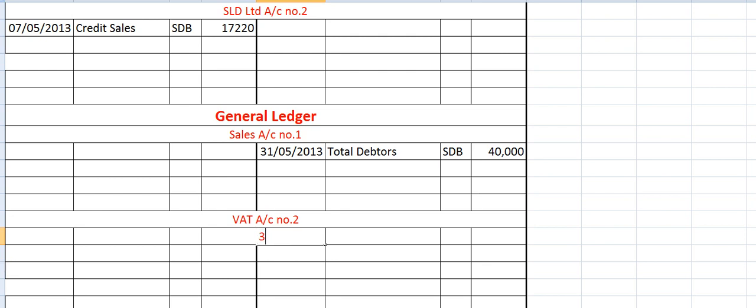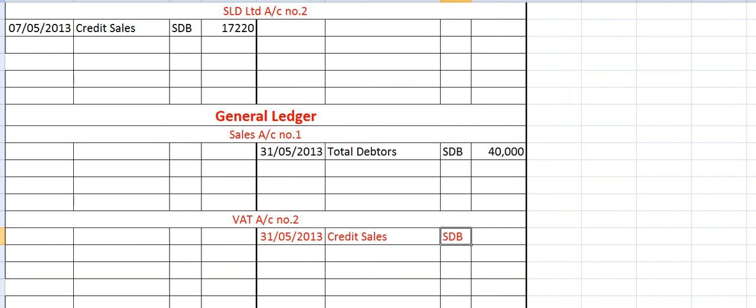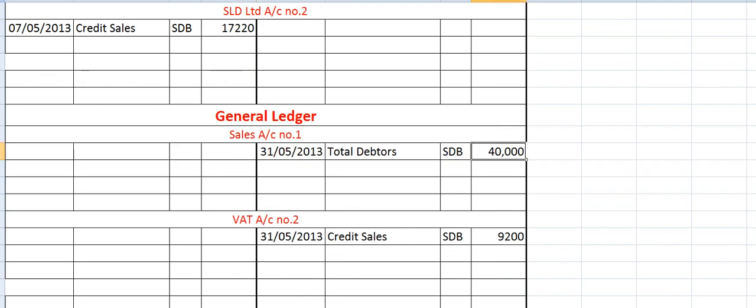Also on the credit side, now this should be in black, I'll change it afterwards. Always say in the VAT account what the VAT is on. The VAT is on credit sales, coming from the SDB, and it's this figure here. It's 9,200. So double entry bookkeeping complete here. 49,200 of debits between these two figures here, and 49,200 of credits here.